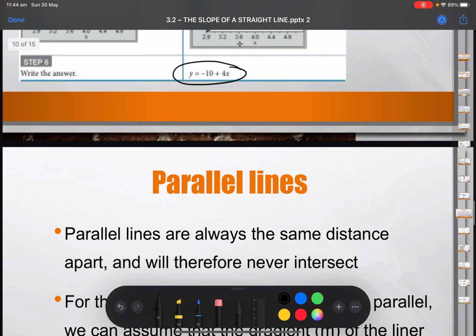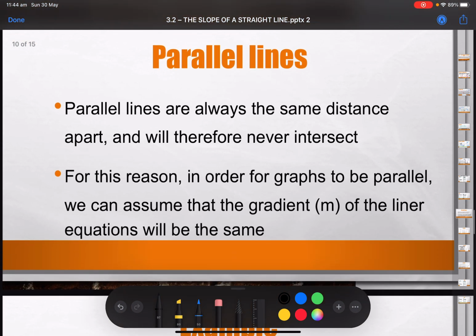All right, last little bit is parallel lines. Like we said, parallel lines are basically the same distance apart and therefore will never intersect, like a set of train tracks. For this reason, we say that any lines that are parallel to each other are going to have the same gradient. So that m value is going to be the exact same.